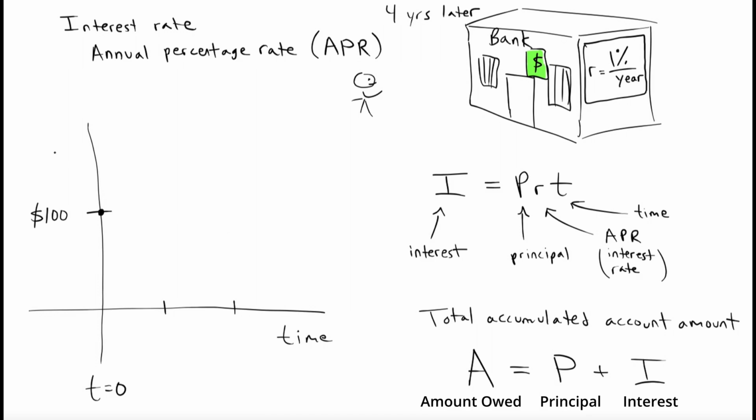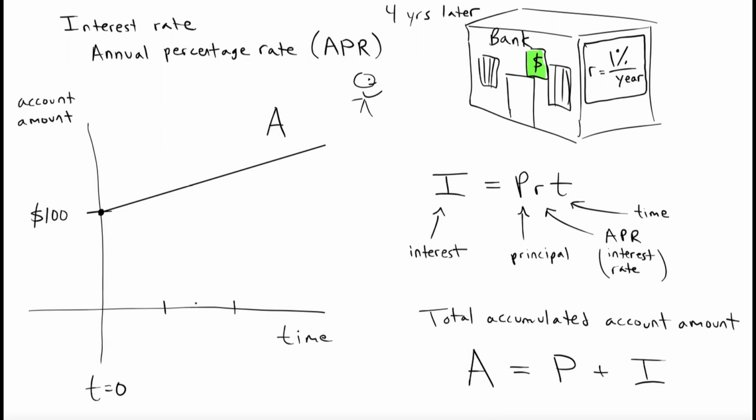As a graph, what that would look like would be I earn money as a straight line. The line that I'm drawing is the line for A, the total accumulated amount. Now let's say that it's 4 years later. Not only do they owe me the principal that I originally deposited, which is $100, but they also owe me this triangle here, the interest. And we have to calculate how much it is.